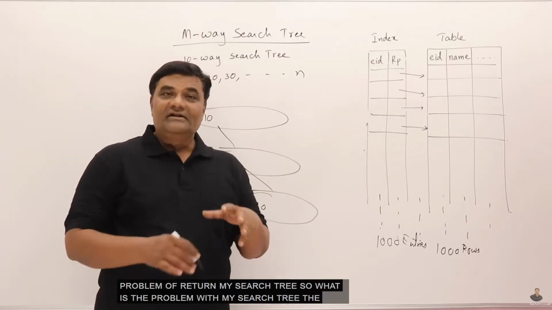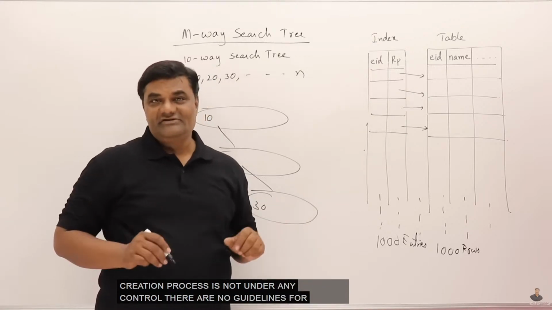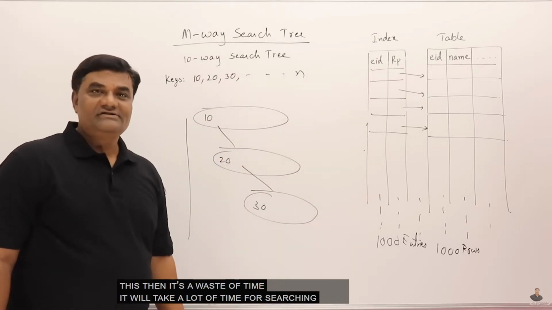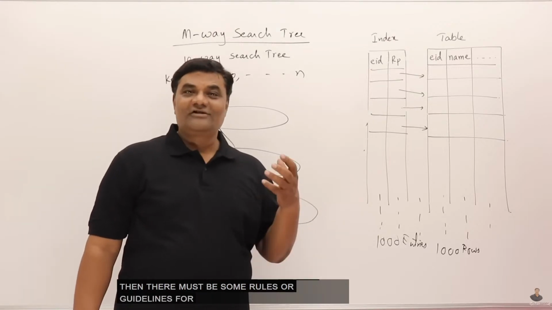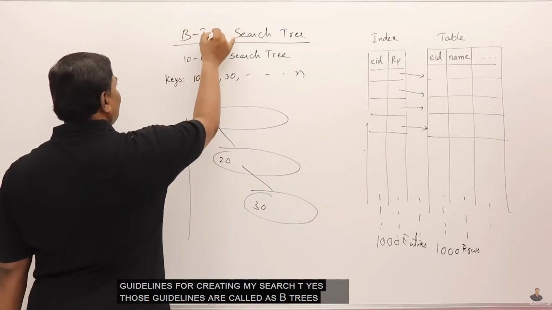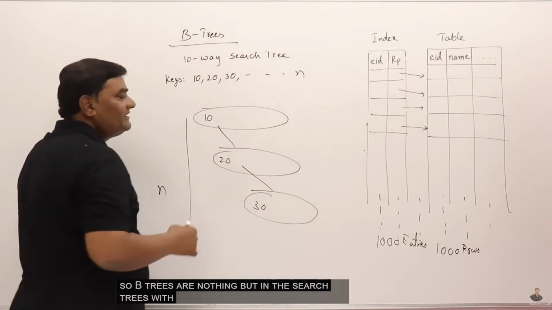So what is the problem with an m-way search tree? The creation process is not under any control. There are no guidelines for the creation process. You can create as you like. If you are creating it like this, then it's a waste of time. It will take a lot of time for searching. Then there must be some rules or guidelines for creating an m-way search tree. Yes, those guidelines are called B trees. So B trees are nothing but m-way search trees with some rules.